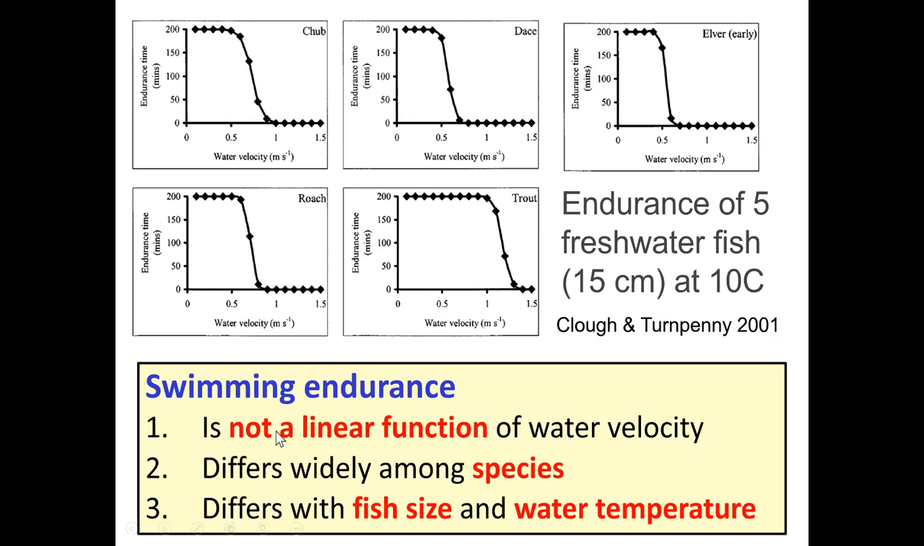As you can see, the first thing to notice is that swimming endurance is not a linear function of water velocity. At low water velocities, regardless of the species, they can go on and on, no problem. But then it reaches a critical velocity where all of a sudden there is a sudden drop in performance, and the fish basically just stops. And where they stop obviously differs depending on the species. That will differ with fish size and also with water temperature.